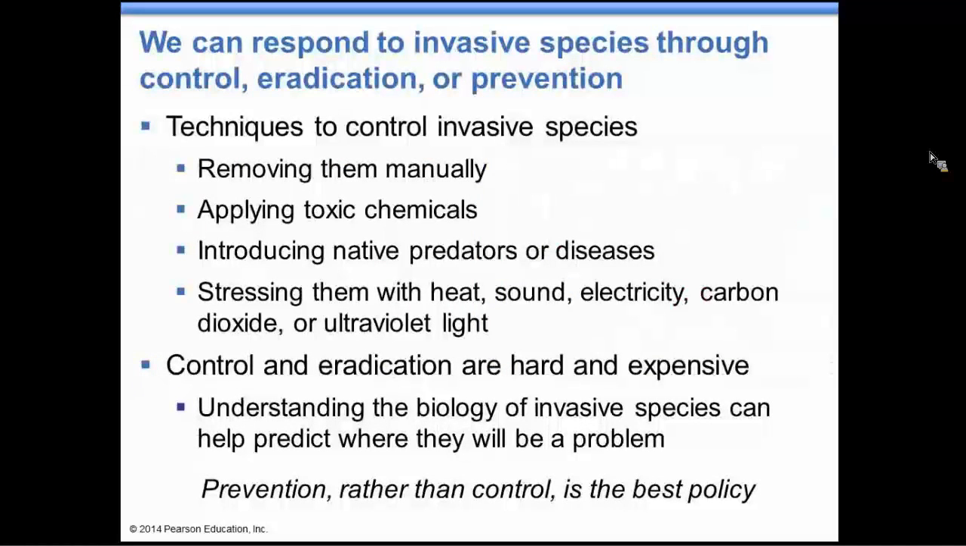So we can respond to invasive species through control, eradication, or prevention. In 1990, the U.S. Congress passed legislation that led to the National Invasive Species Act of 1996. Since then, funding has become available for the control and eradication of invasive species, and also to prevent invasion. It helps to be able to predict where a given species might spread.